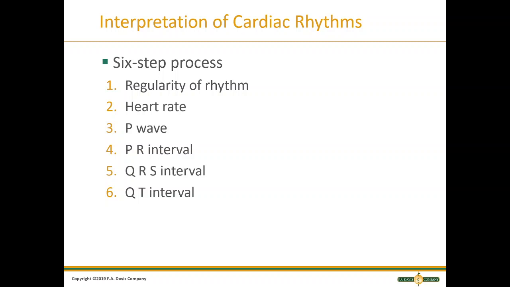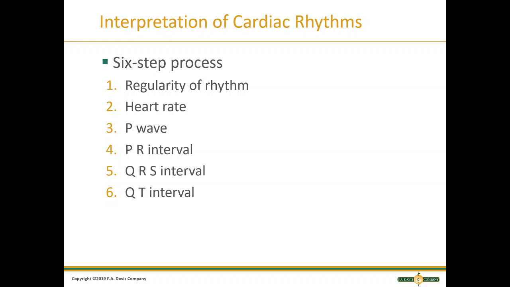So what do you need to know? The 6-step process. One, regularity of the rhythm, right? So what is the regularity of the rhythm? Two, the heart rate. So you can count the heart rate out here. Then the P wave, the PR interval, the QRS interval, and the QT interval. These are designated for you on page 440 in table 25.1. I'd like to call your attention there. It shows what the step is and what the question is, okay?